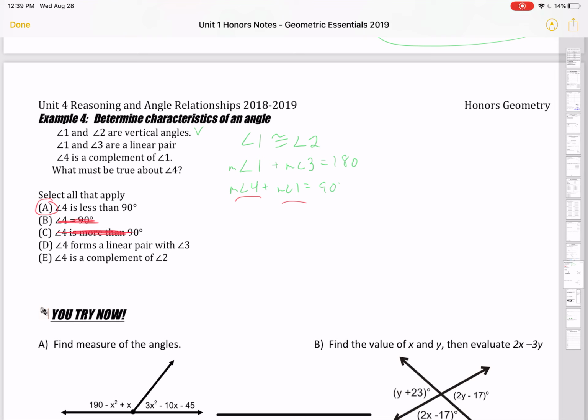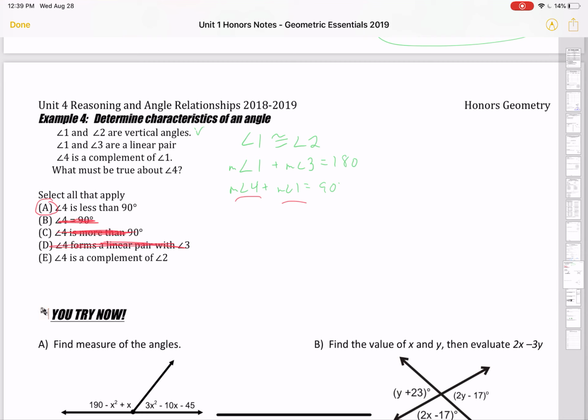Angle 4 forms a linear pair with angle 3. Well, we know that that can't be the case because angle 1 and angle 3 equal 180. Angle 4 plus angle 1 equals 90. So it could be the case, but I don't know it for certain, so I can't include it.